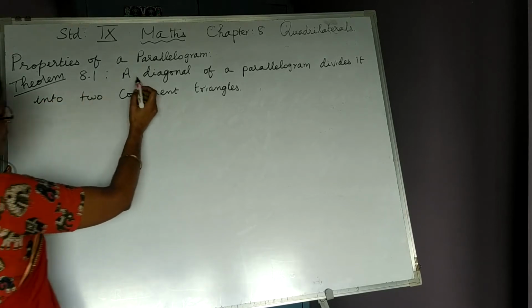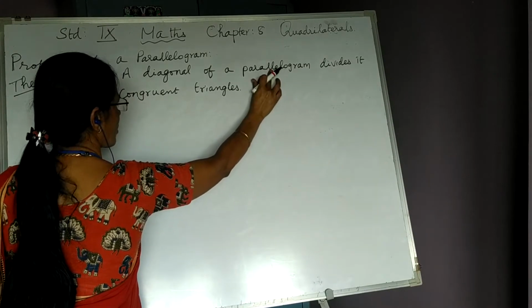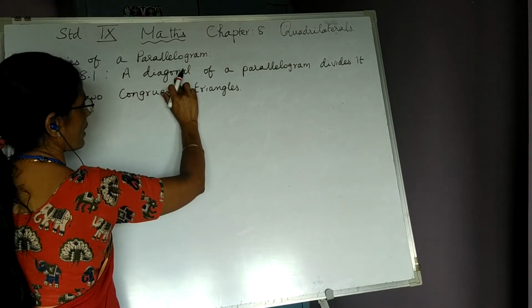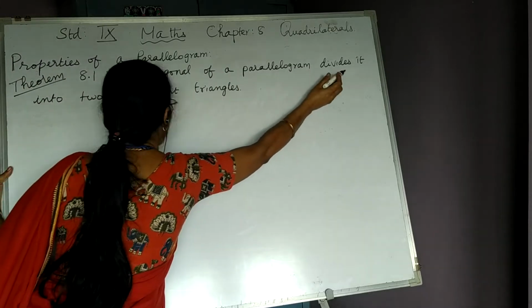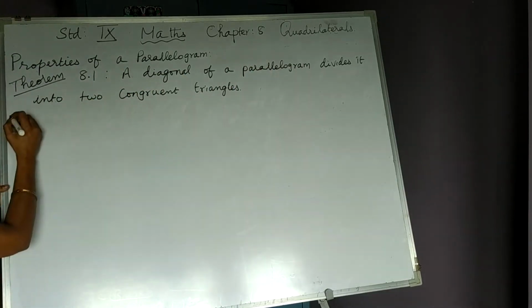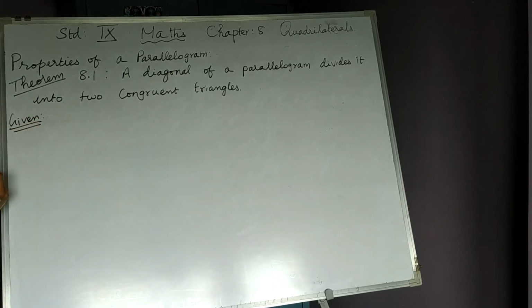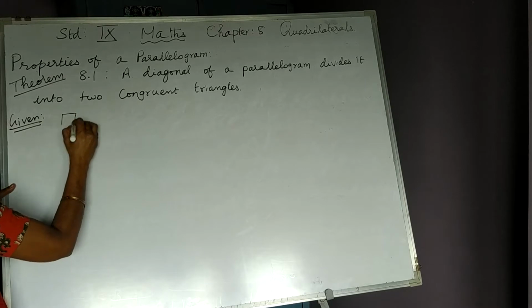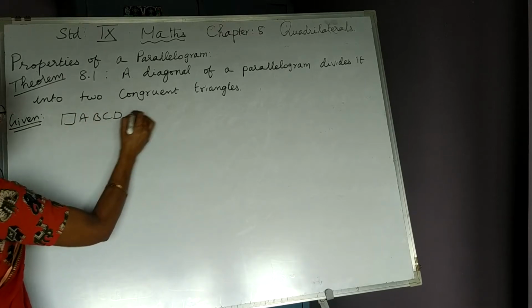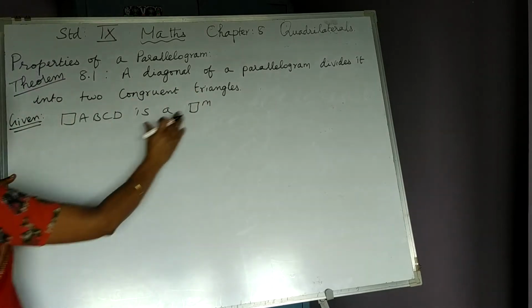The statement is: a diagonal of a parallelogram, that is, in a parallelogram, if you consider a diagonal, the diagonal divides the parallelogram into two congruent triangles. So let us understand what we are given and what we are supposed to prove. Given is quadrilateral ABCD is a parallelogram.